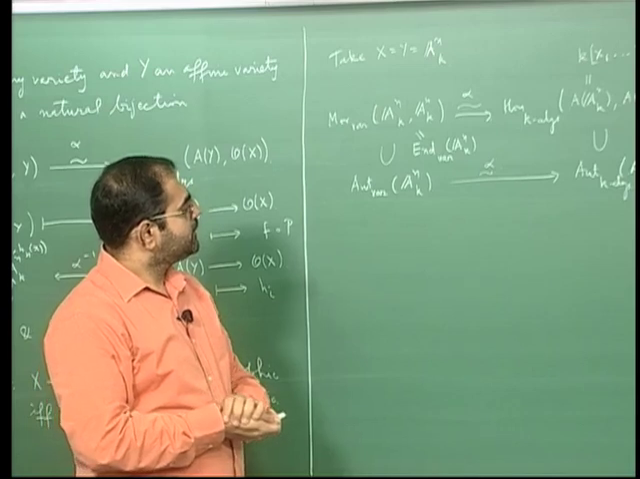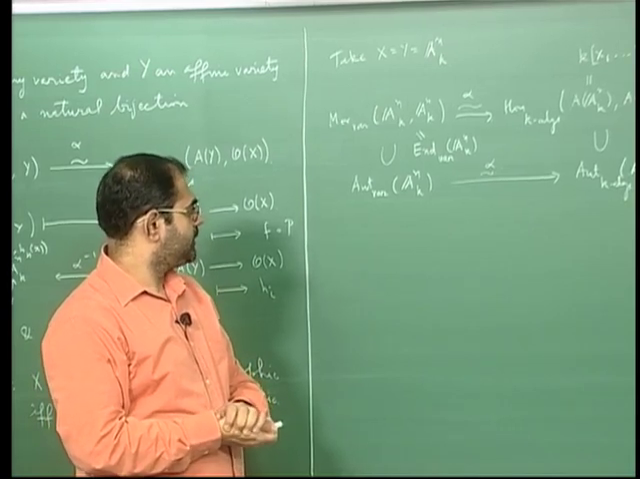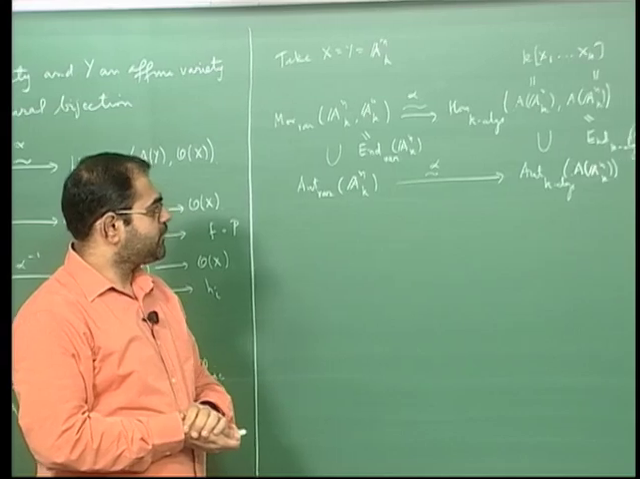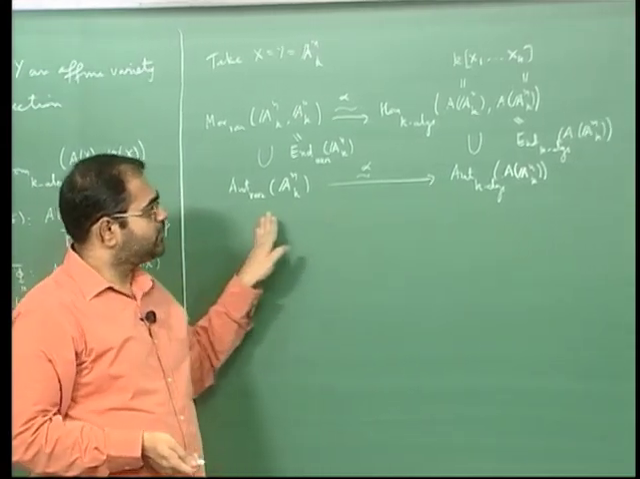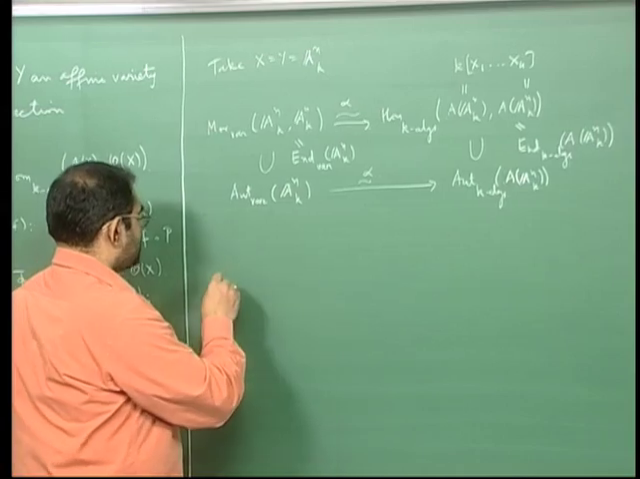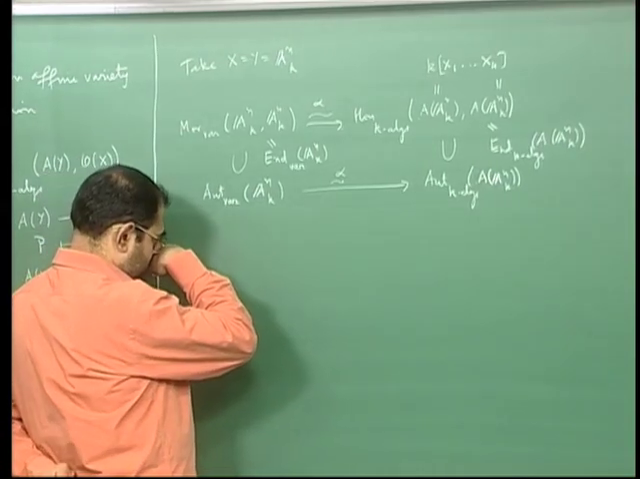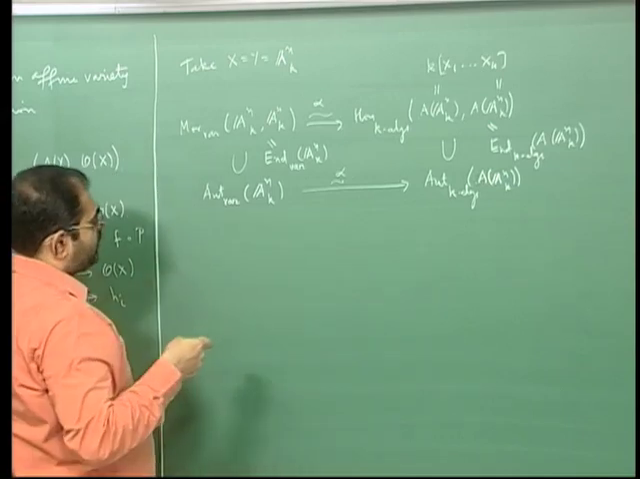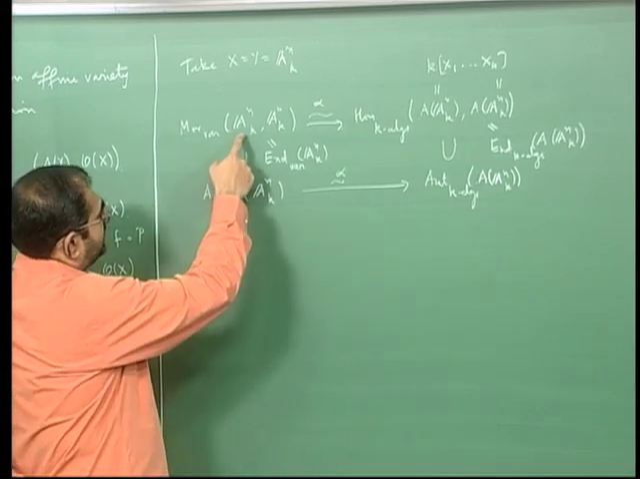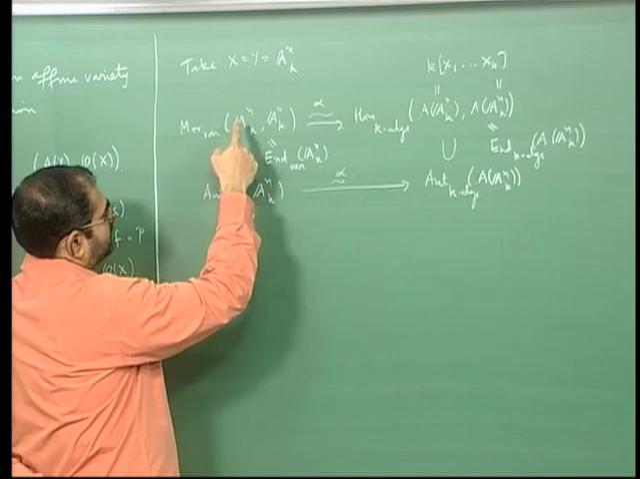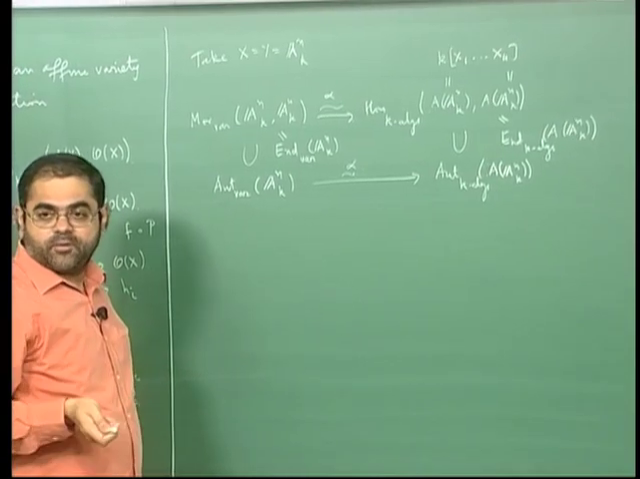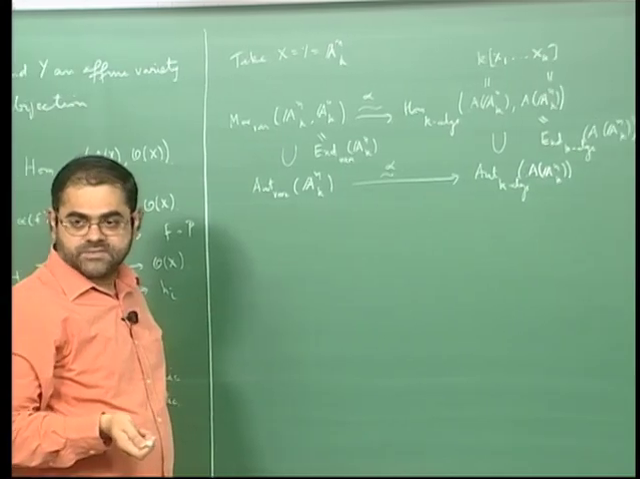Now, the Jacobian conjecture is connected with automorphisms of the polynomial ring. So let me make a statement. What I want to look at is, let's take any morphism from A^n to A^n. How is it going to be given? It's going to be given by n polynomials in the n variables.